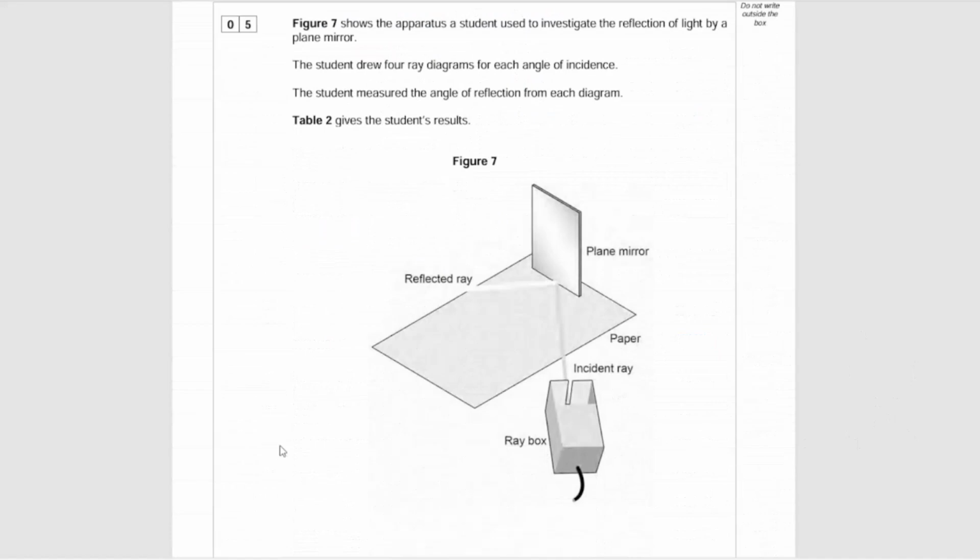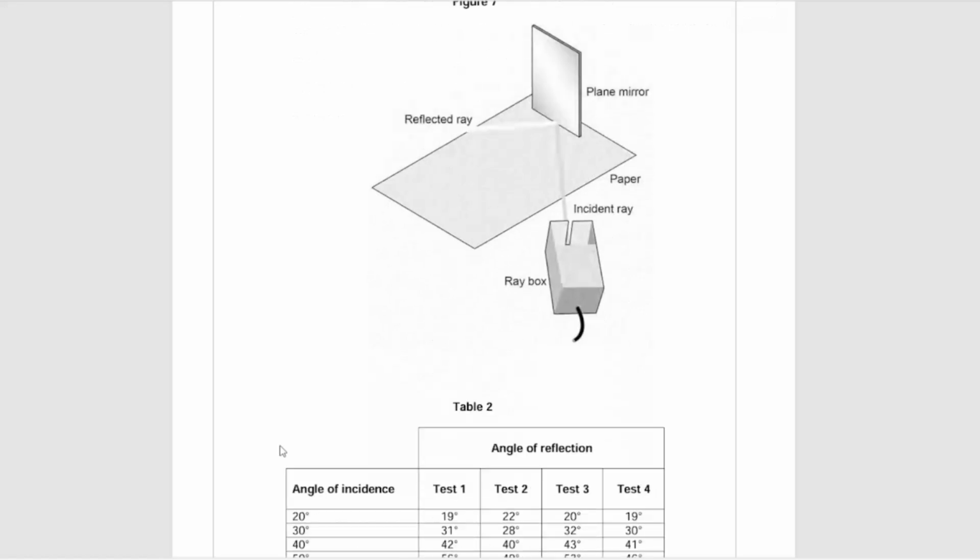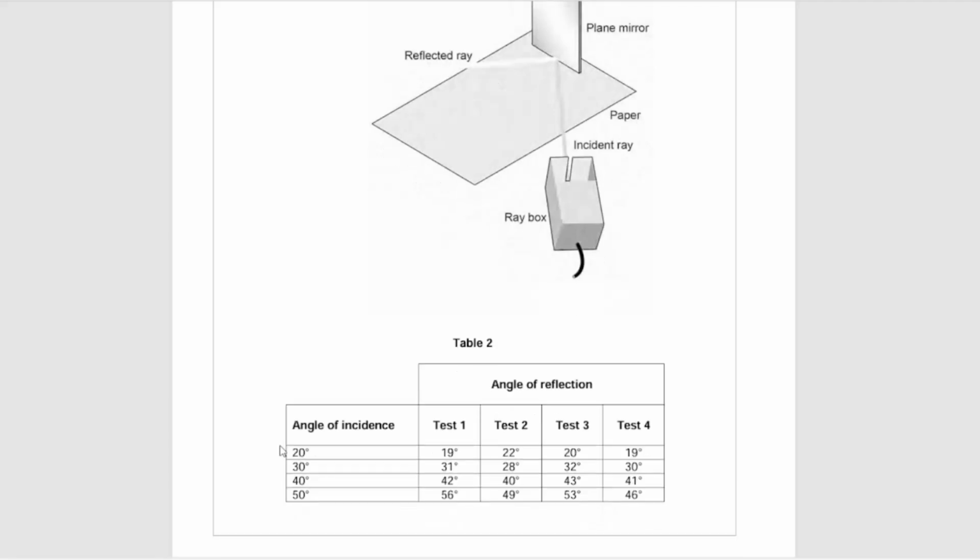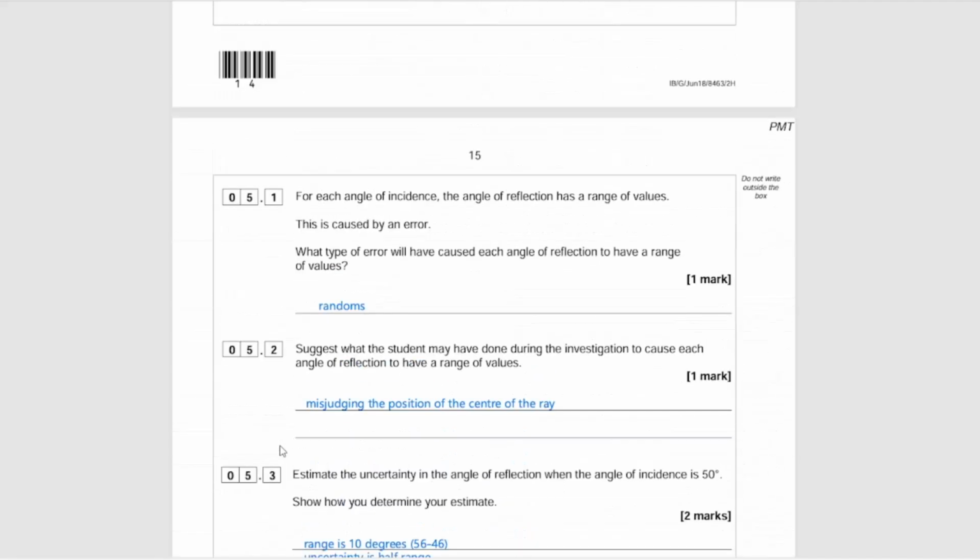Now for question 5. Figure 7 shows the apparatus a student used to investigate the reflection of light by a plane mirror. The student drew 4 ray diagrams for each angle of incidence. The student measured the angle of reflection from each diagram, and table 2 gives the results. And we're showing the apparatus they used and the table of their results.